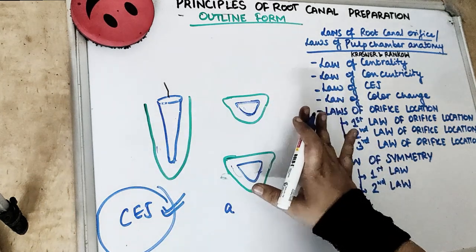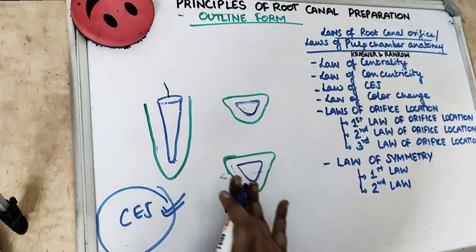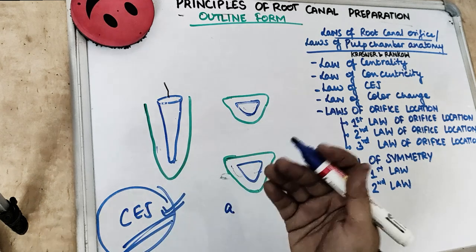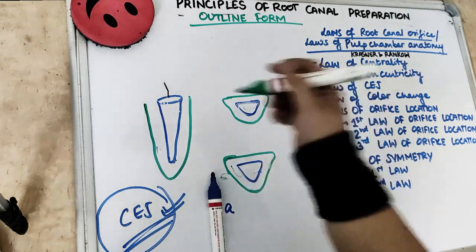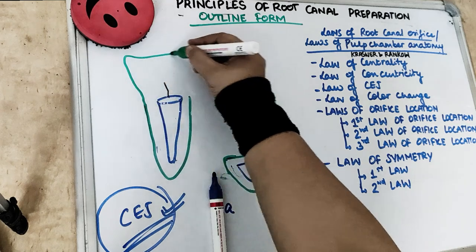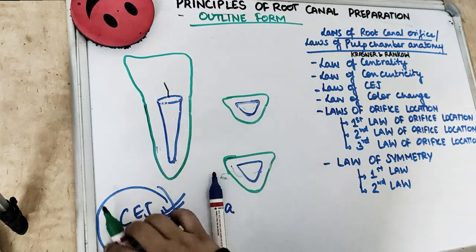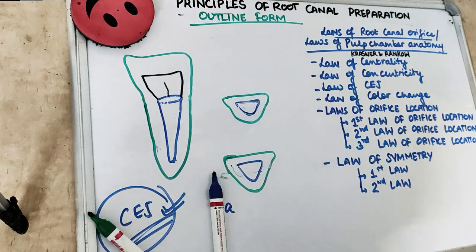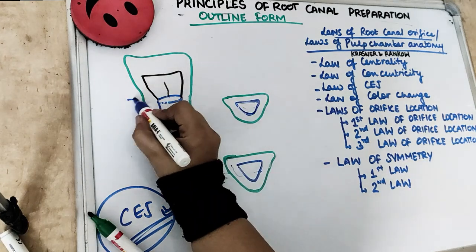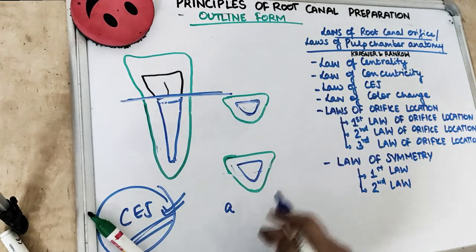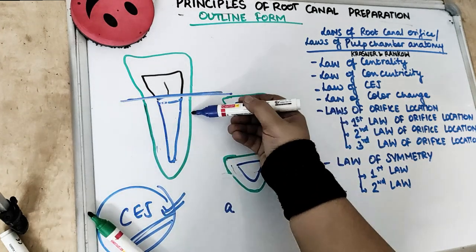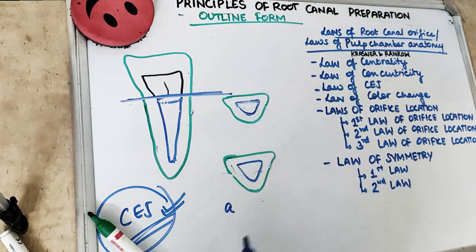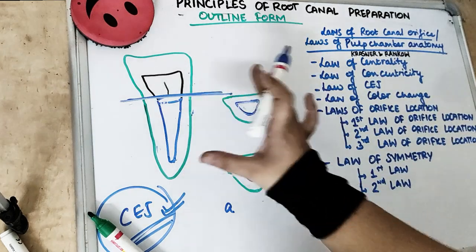So we are talking about the orifice level and the pulp chamber level at the CEJ, the cemento-enamel junction, where the enamel meets the root, where the crown meets the root. We are talking at this level. All these laws are at this level.